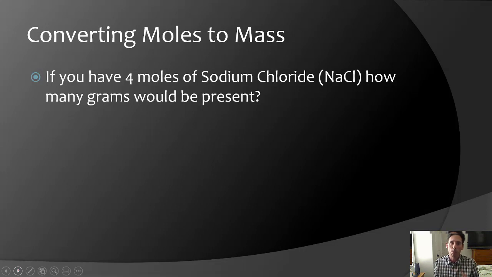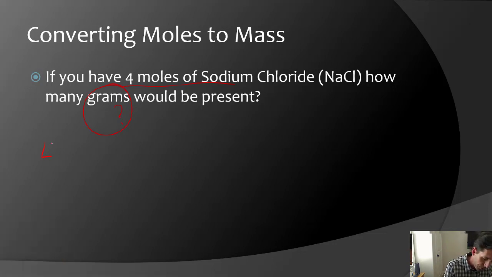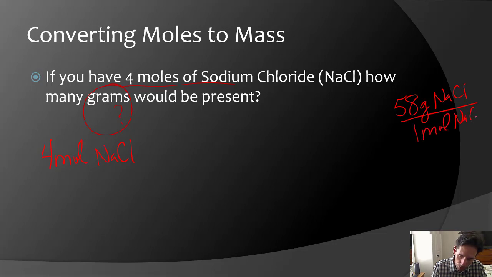It says if you have 4 moles of sodium chloride, how many grams would be present? How many grams? So 4 moles of sodium chloride is what we're starting with, and the big question mark is how many grams of sodium chloride are present. Let's figure this out. Here's what we've got to remember: we've already figured out the molar mass of sodium chloride, which is 58 grams of sodium chloride for every 1 mole of sodium chloride.